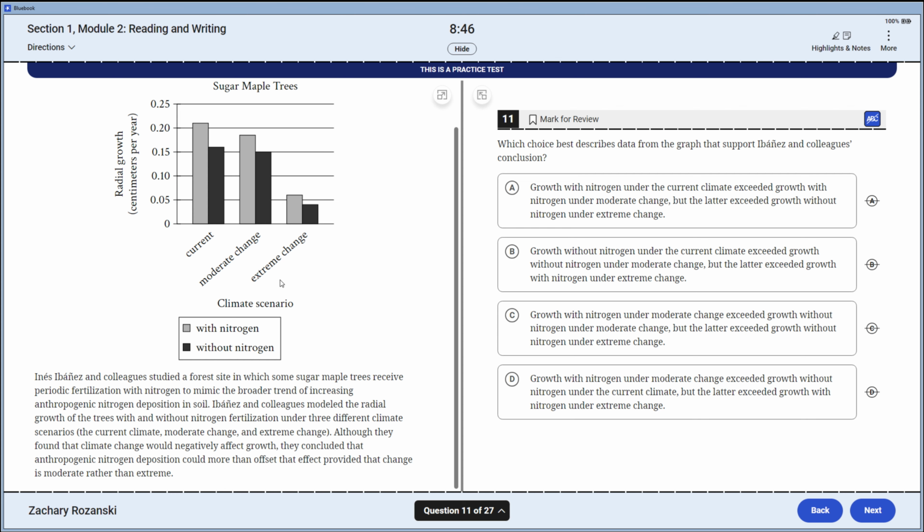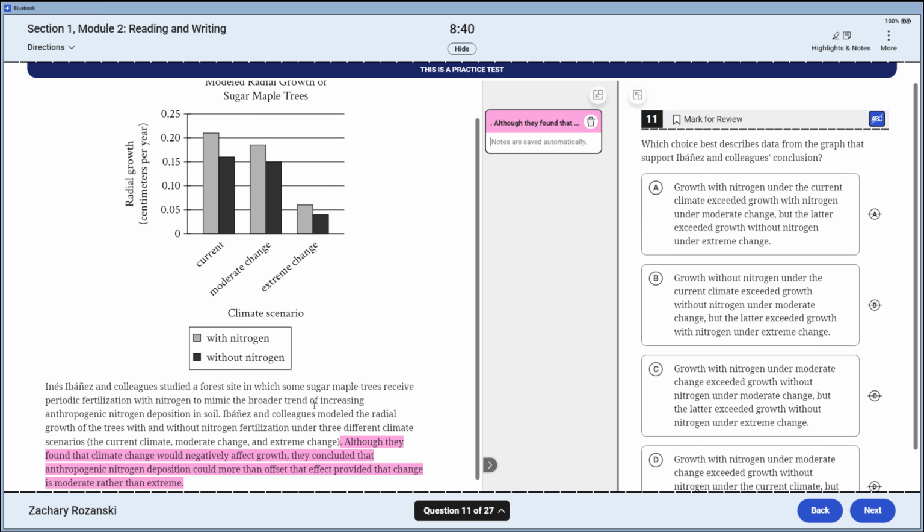Data from the graph that supports the conclusion: modeled radial growth of sugar maple trees. What's my claim? Although they found that negative climate change hurts growth, the conclusion is that nitrogen would more than offset the effect as long as it is moderate and not extreme. I'm doing this mostly so that I can zoom in, and we don't need that. I think I'm in a good spot.